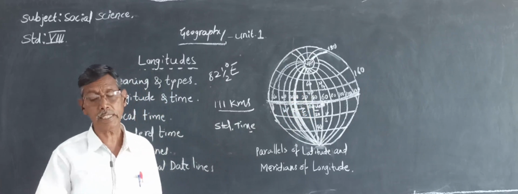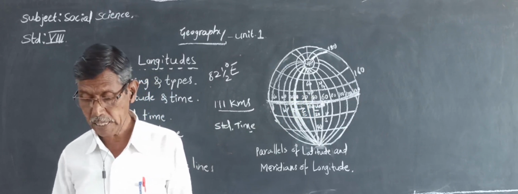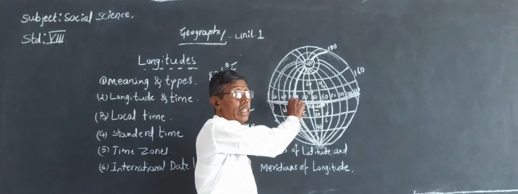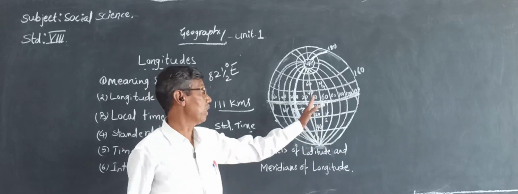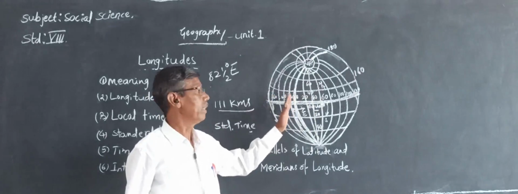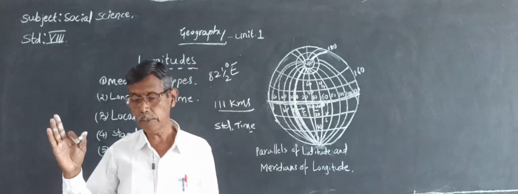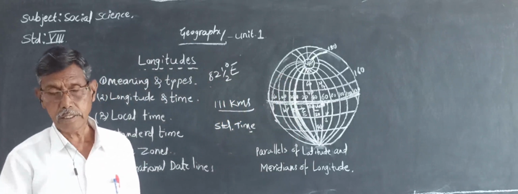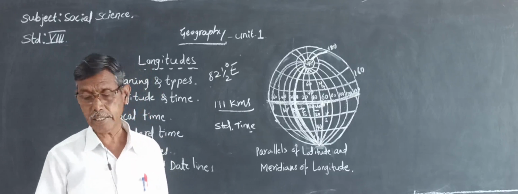People who are passing from west to the east take a day twice. Here also Monday and here also Monday. But the people who are crossing from east to west will lose 1 day. That is, when there is a Monday, there is a Sunday. Like this, they will lose or drop 1 day. That is about the international date line.